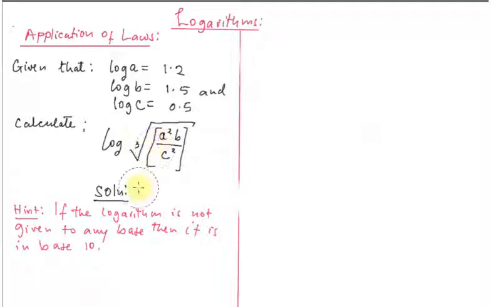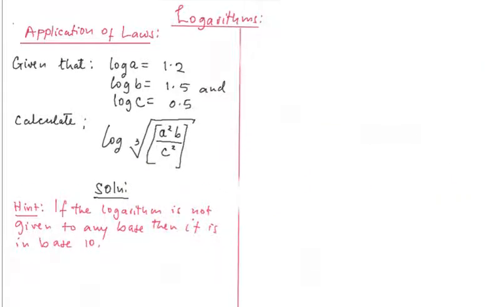So we are going to see how logarithms are very helpful in complicated equations like this. There is a very important hint here: if the logarithm is not given to any base, then it is in base 10. So this logarithm, as you see here, is not given to any base. It's only the logarithm of the cube root of a squared b over c squared. Now this logarithm is to base 10. When things are like that, then we can start solving.